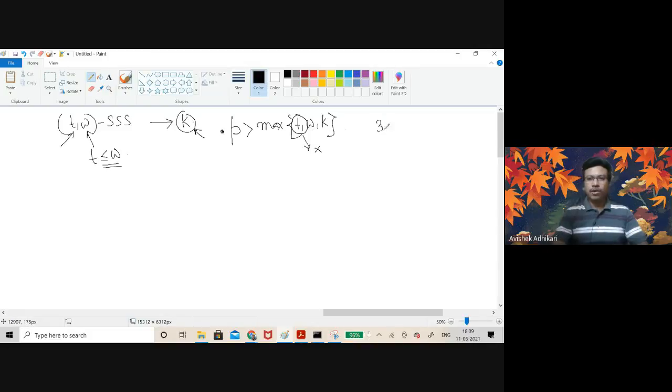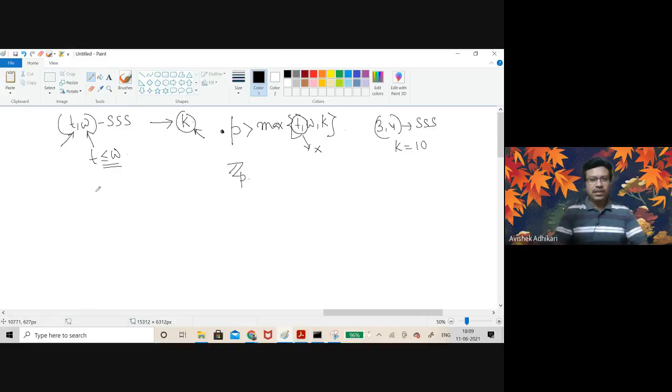For example, for a 3-4 secret sharing scheme, your secret could be 10, so it is more than the value of W. In my previous example, the value of K was 1, which is less than 4, that means less than W. So it might happen that the value of the secret is greater than the number of participants. So choose a prime P which is more than the maximum of these values. So consider ZP.